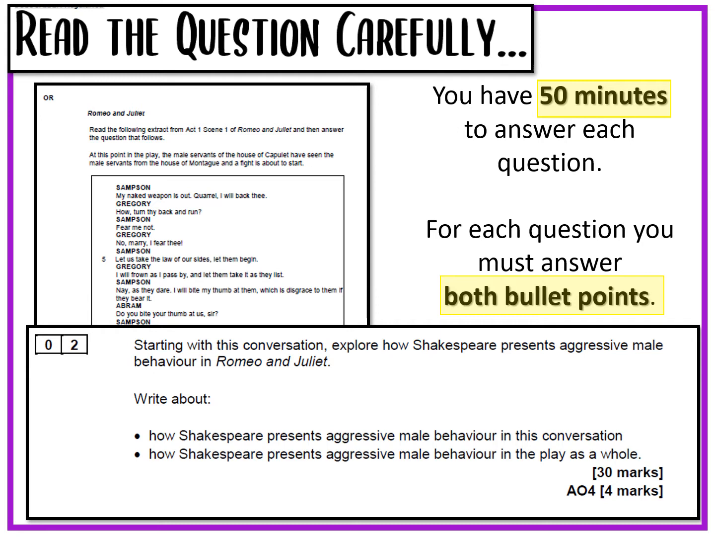There are 30 marks available for this question, plus 4 marks for spelling, punctuation and grammar. It is really important that you make a good impression on the examiner by spelling Shakespeare correctly, by spelling character names correctly and using capital letters. Those 4 marks could make the difference between you getting a grade 3 or a grade 4.